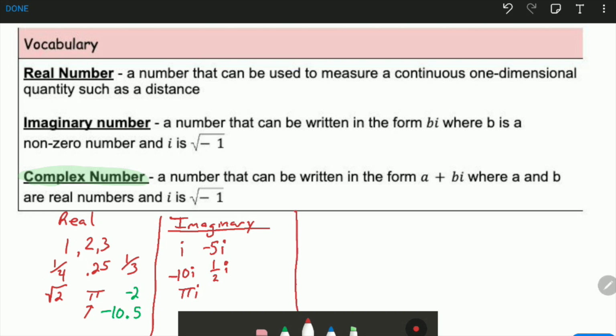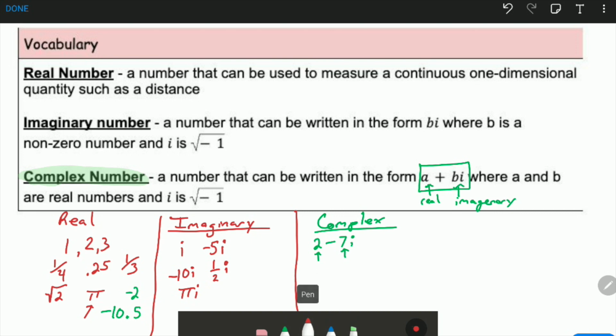Now moving on to complex numbers. Complex numbers consist of two pieces. They're numbers that can be written in the form a plus bi. Complex numbers have both a real and an imaginary part to them. So for example, 2 minus 7i is a complex number because it has the real 2, and the imaginary -7i.